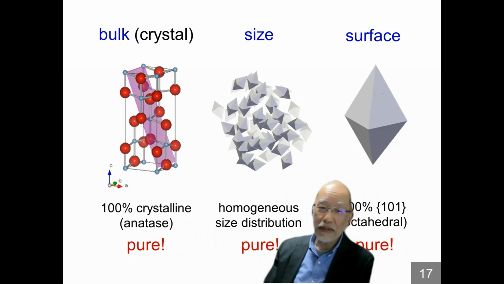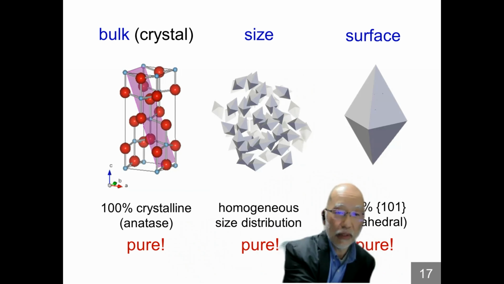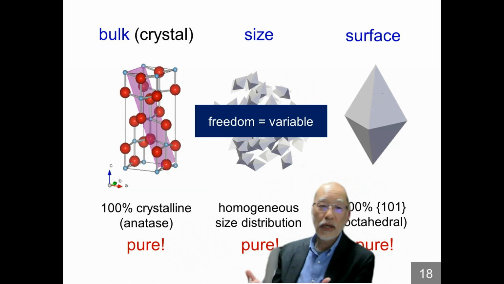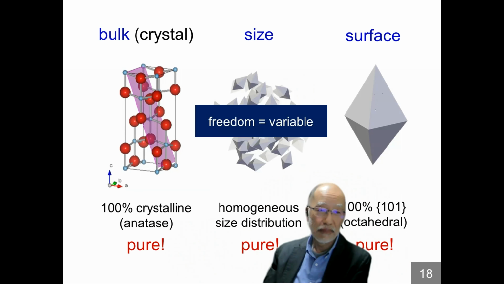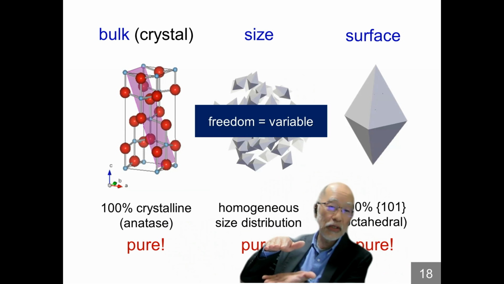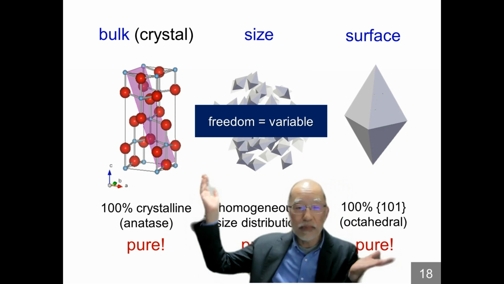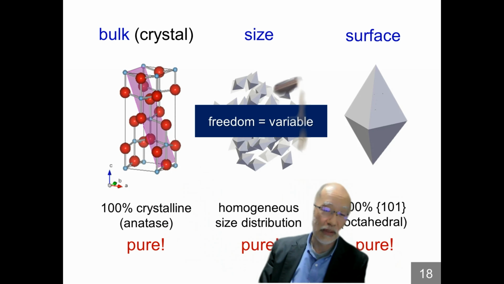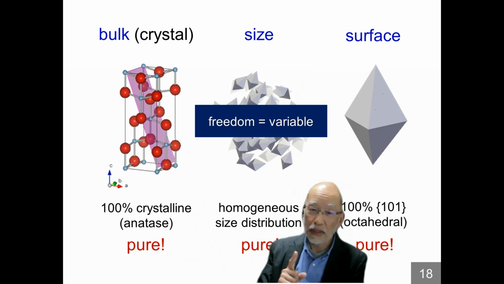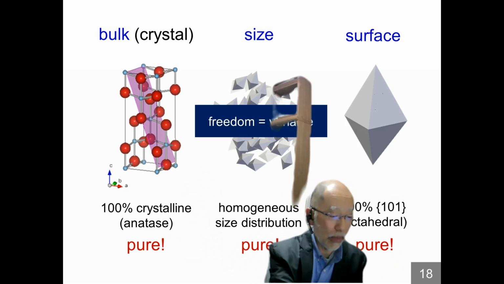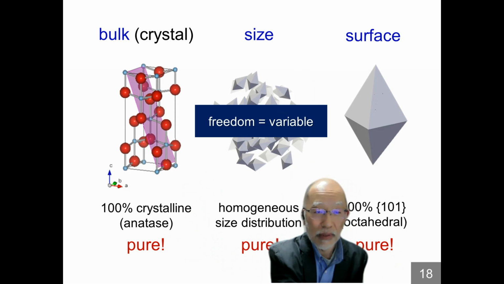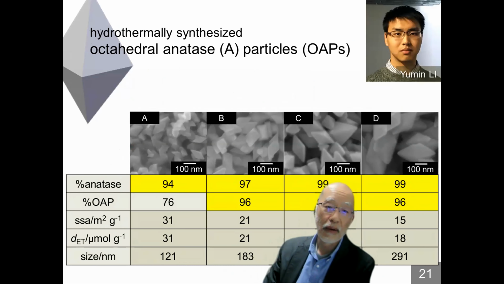So there is a very, very rare possibility of getting pure particles. And the important point is that size has freedom. So the average size can be changed, keeping the bulk and the surface structure the same. Therefore, we can determine the true particle size dependence if we obtain pure particles with different sizes.